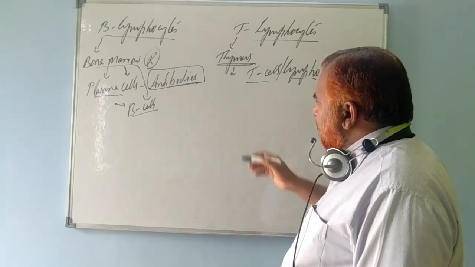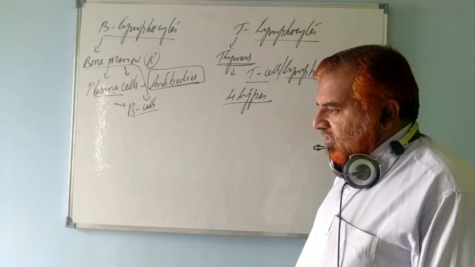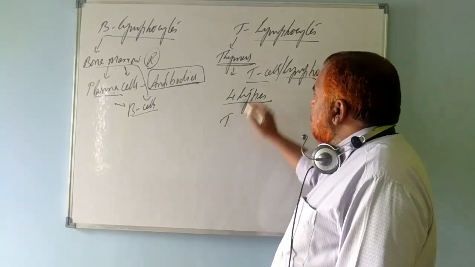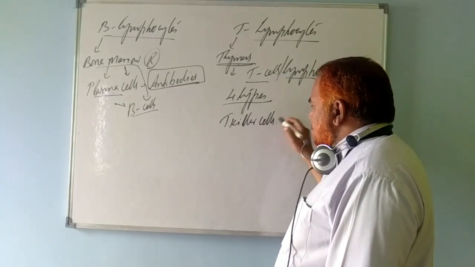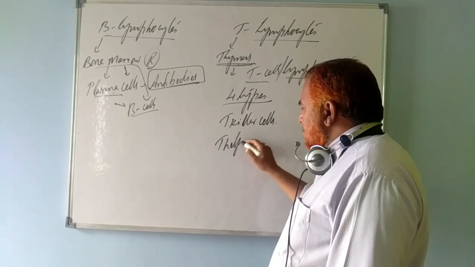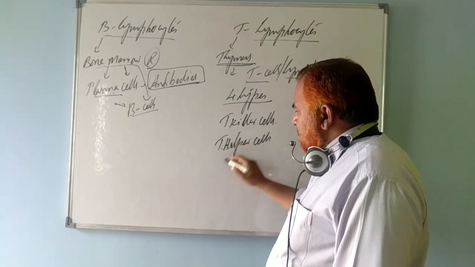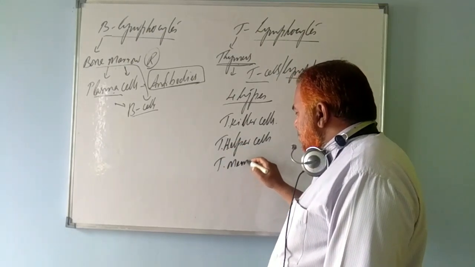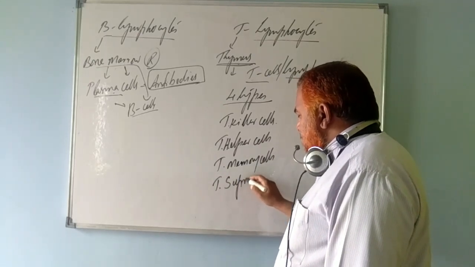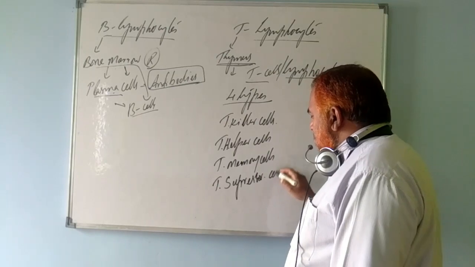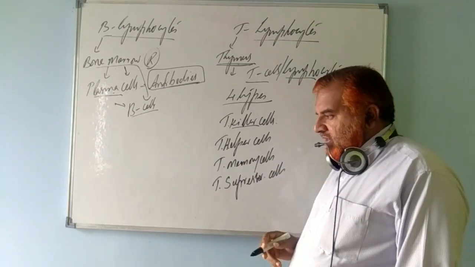cells here. There are 4 types of T cells. Actually 6 types of T cells are there, but we will be discussing 4 types of T cells here. T stands for thymus, T lymphocytes: T killer cells, T helper cells, right? Then T memory cells, then T suppressor cells.